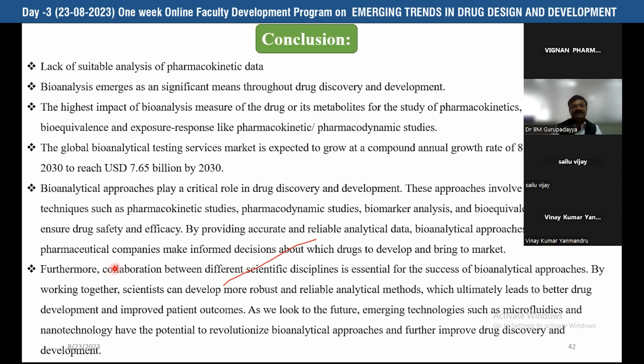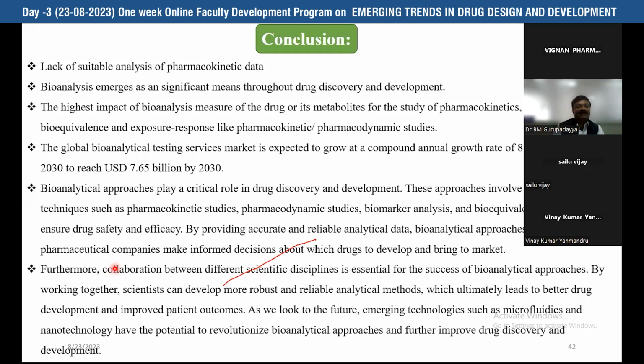So bioanalysis involves all these processes, whether kinetic studies or bioequivalence studies. As you are aware, the global bioanalytical testing services market is expected to grow at a compound annual growth rate of 8.6% from 2022 to 2030. It is going to reach around $7.65 billion by 2030, so the market value for bioanalytical testing is also increasing.